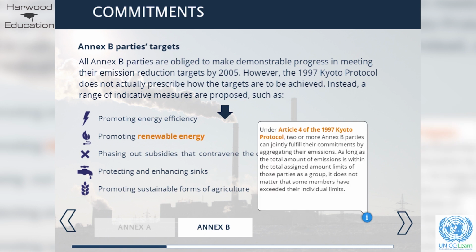Under Article 4 of the 1997 Kyoto Protocol, 2 or more Annex B parties can jointly fulfill their commitments by aggregating their emissions. As long as the total amount of emissions is within the total assigned amount limits of those parties as a group, it does not matter that some members have exceeded their individual limits.